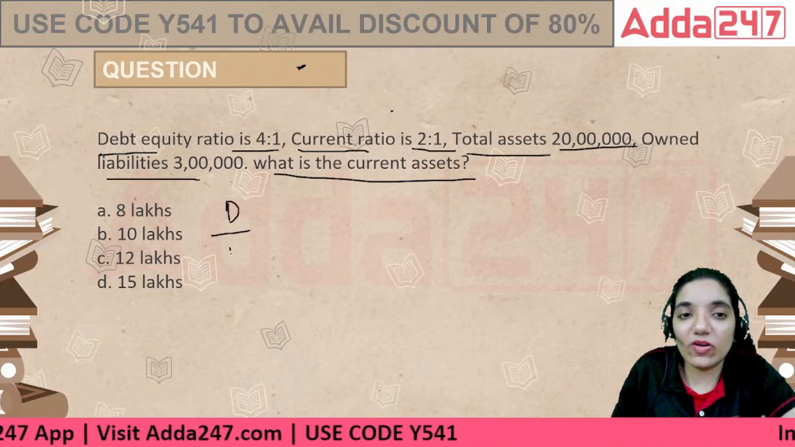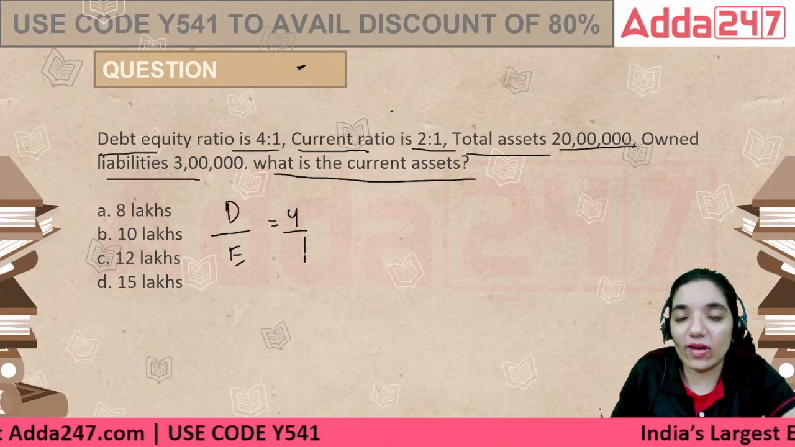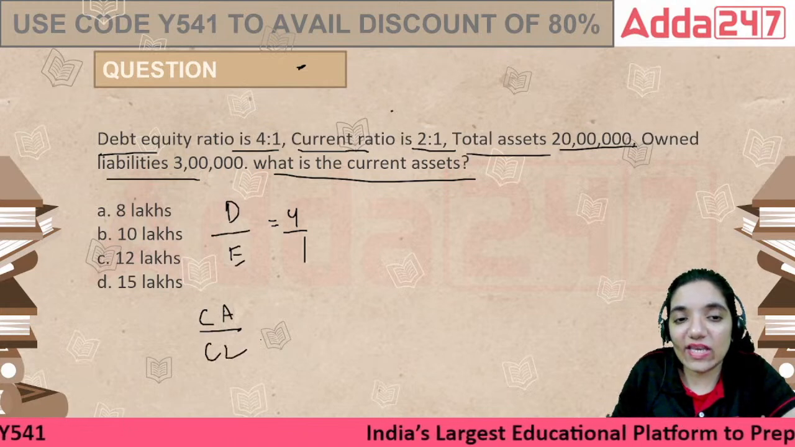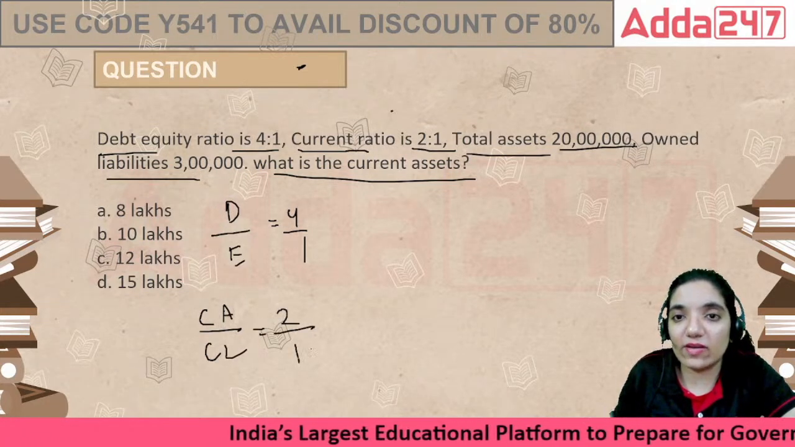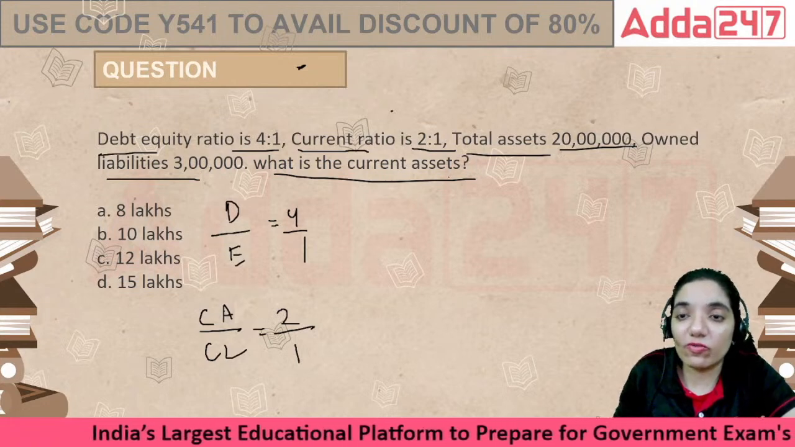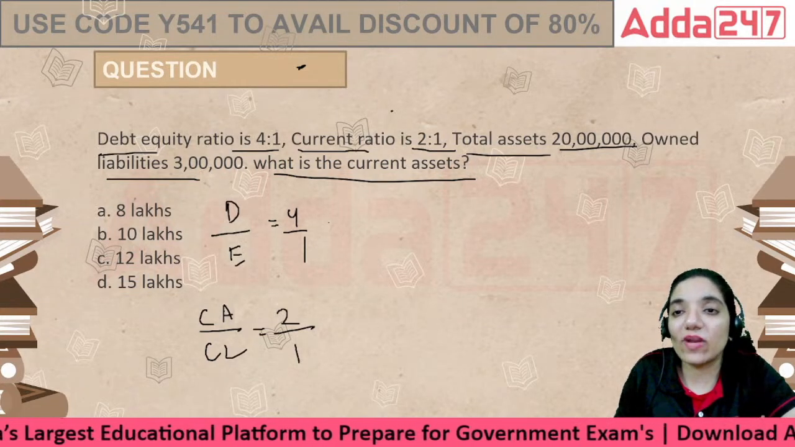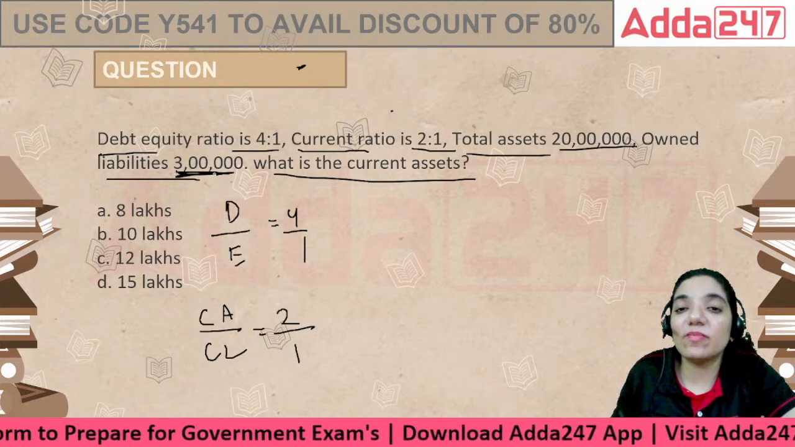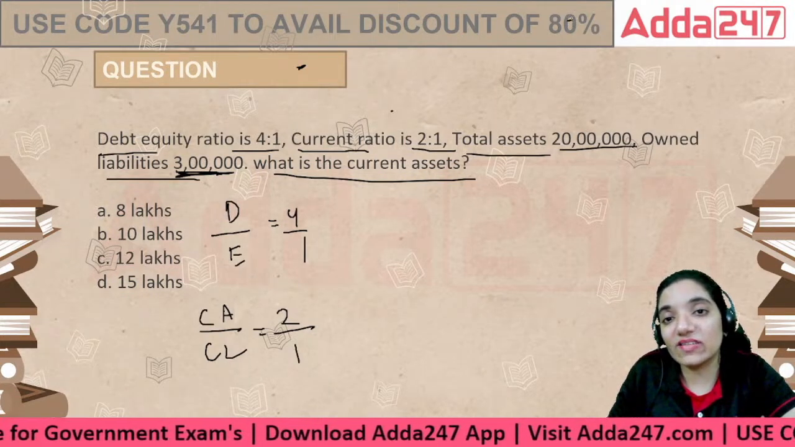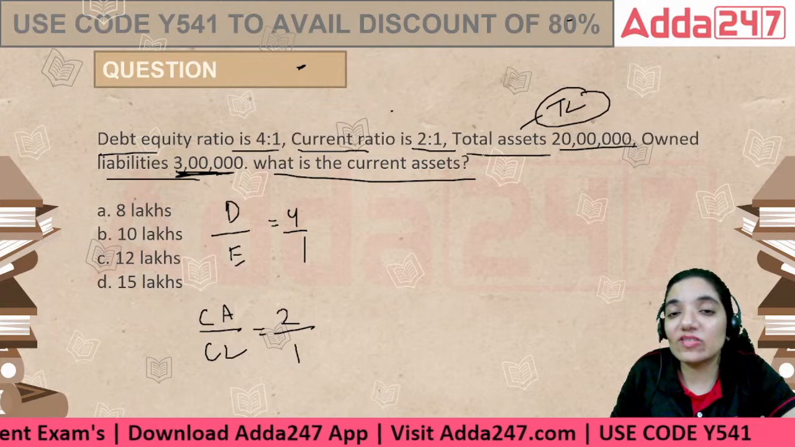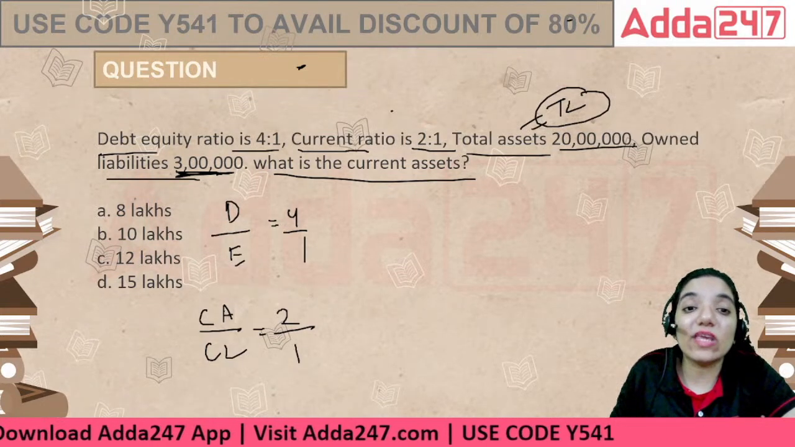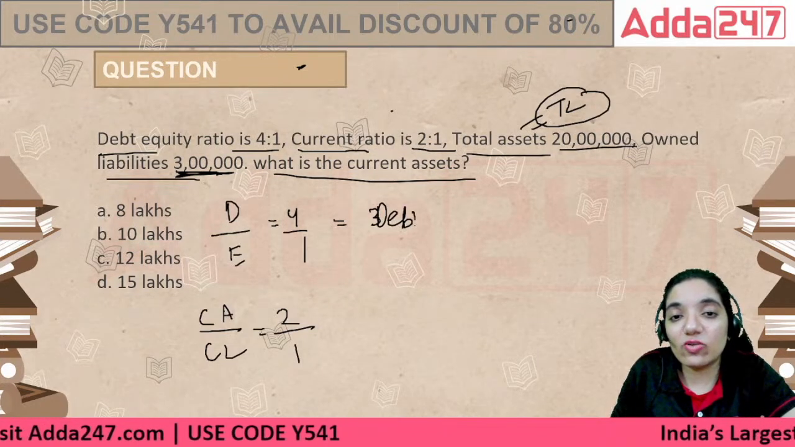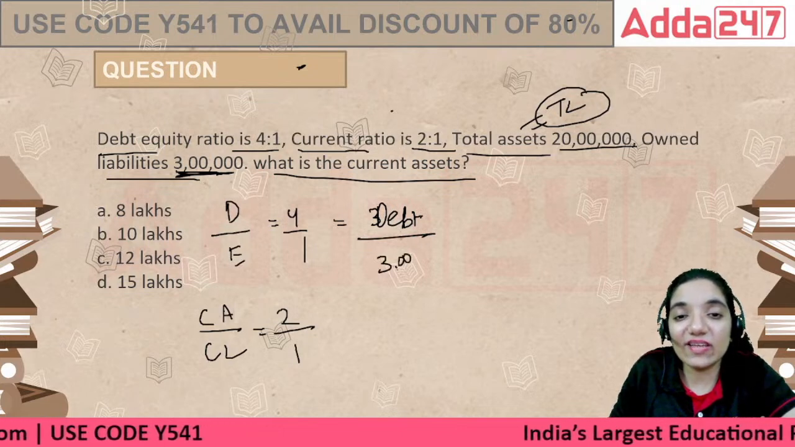See, the debt upon equity ratio is equal to 4/1. The question says the current ratio, CA upon CL, is equal to 2 divided by 1. The total asset is rupees 20 lakh. That means 20 lakh is basically the money invested in the business, that is, total assets equal total liabilities. Both of these are equal, right? But the owned equity is rupees 3 lakh. So technically debt is something which I don't know yet, but the equity is rupees 3 lakhs, right?